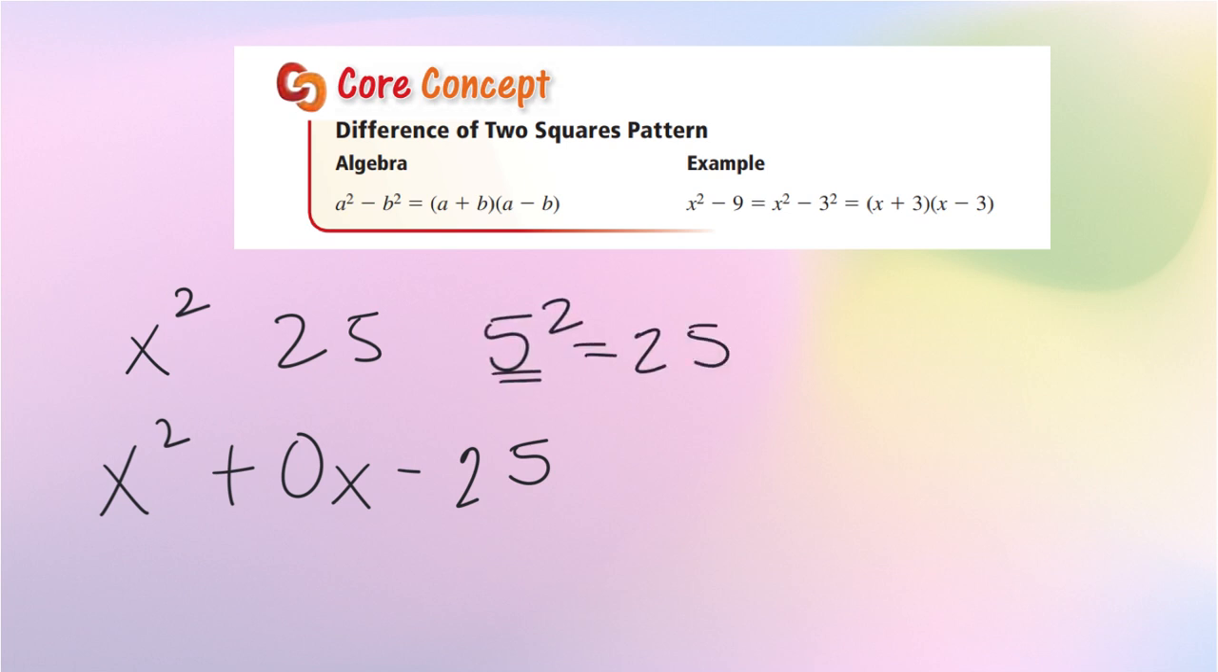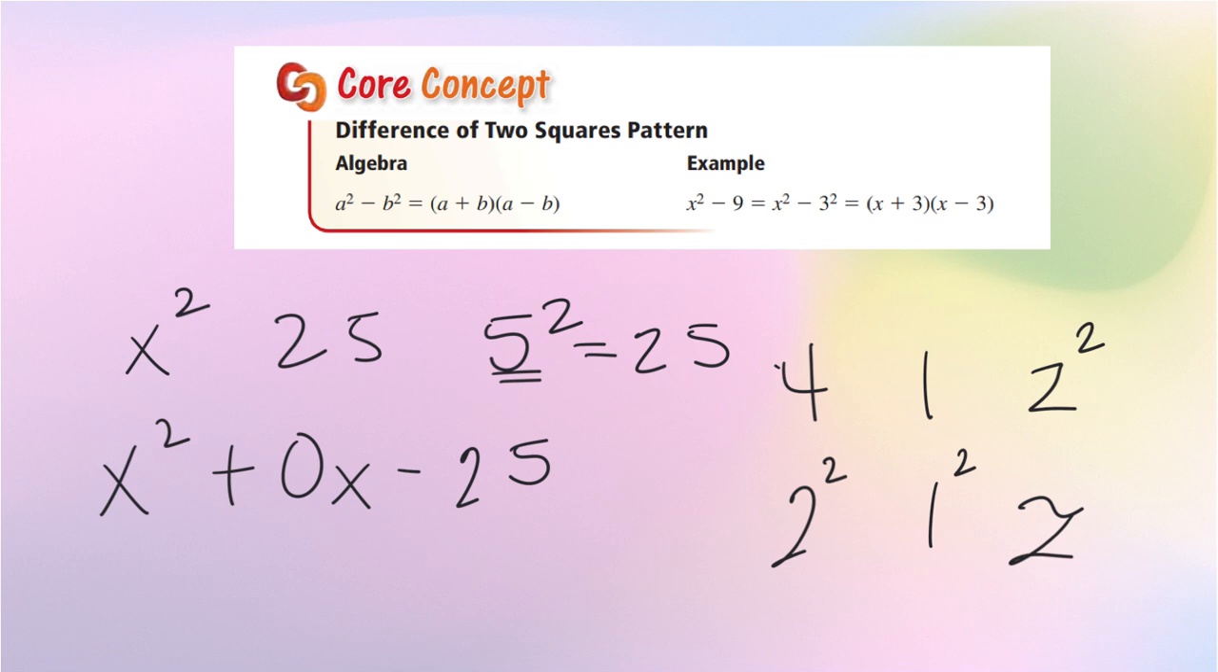If we have, let's say, the number 4, 1, and let's say x to the power of 2, these are all perfect squares, because 4 will be 2 to the power of 2, and 1 to the power of 2, and this is x, correct? Let me use x instead. These are all perfect squares.